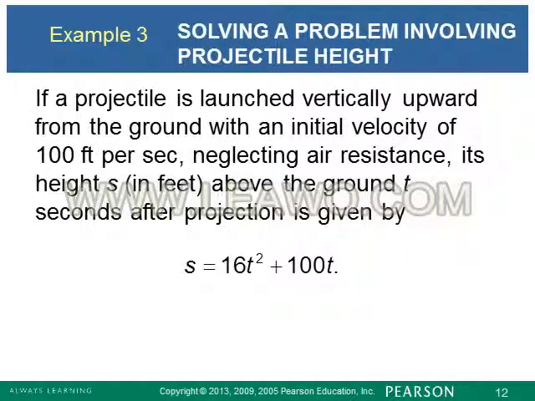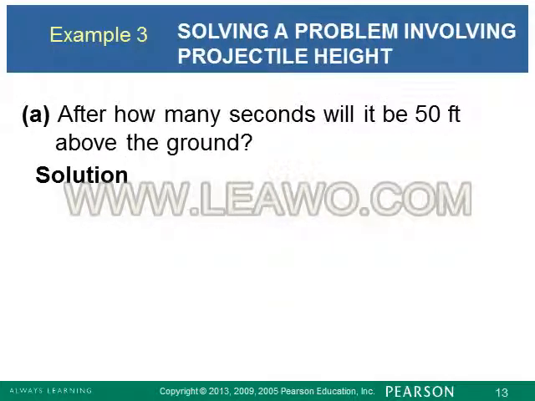Now, if this projectile is launched vertically upward from the ground, the initial velocity is 100 feet per second. Neglecting air resistance, we're not going to worry about air resistance for this problem, then the equation that goes with this is s equals negative 16t squared plus 100t. The question is, after how many seconds would it be 50 feet above the ground? So we need to ask ourselves, if you look at the box, we've got two variables in this problem. We have s and we have t.